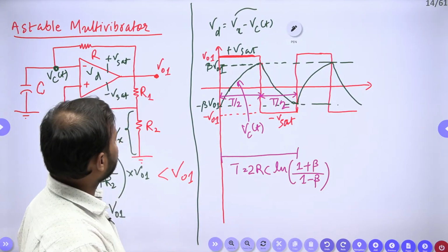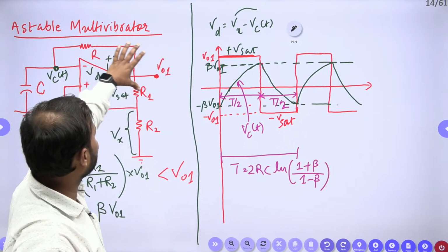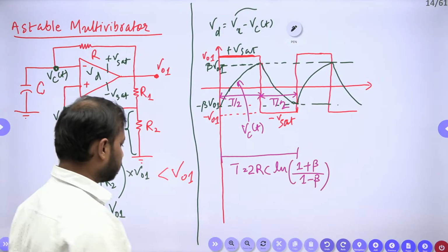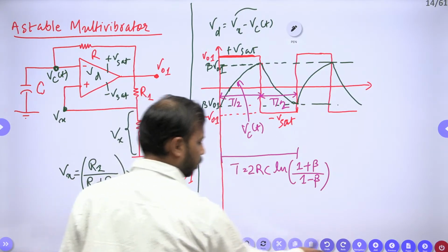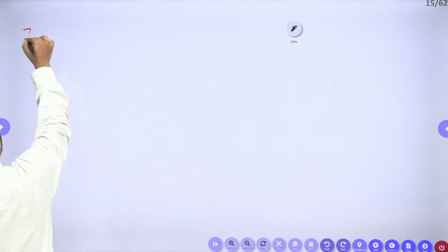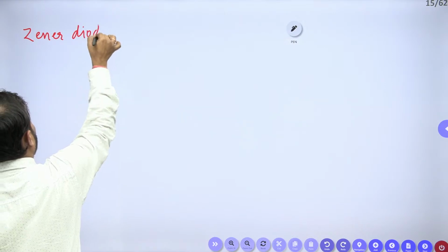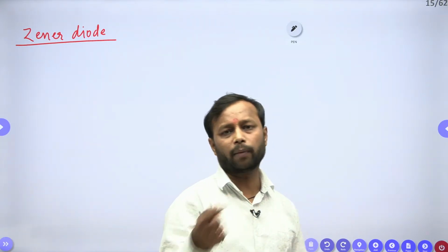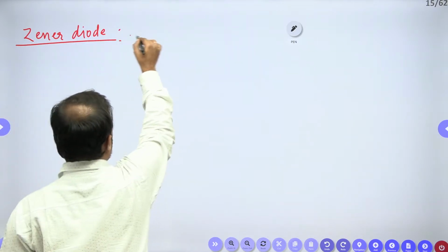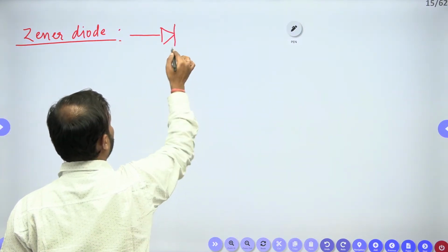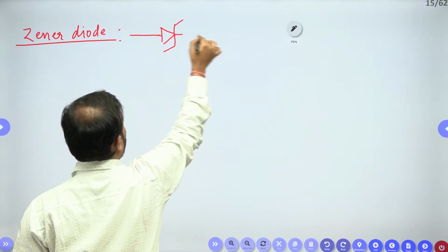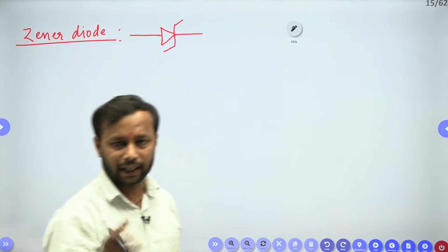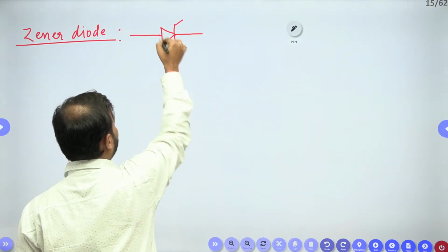So what next do we have? Now we have seen that the output voltage is fixed to plus Vset and minus Vset. So let me add one more page for the Zener diode. The Zener diode is different from the conventional or normal diode. It is represented like this. This is a normal diode, and if you put a slash over here, it becomes a Zener diode. Basically it acts as a voltage regulator. So let us take the voltage of this Zener diode as Vz.